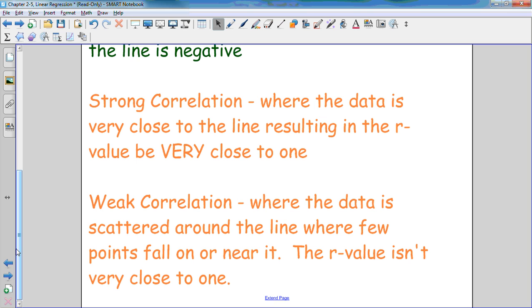Do you understand? R doesn't mean much to you right now. It will in just a minute, once we go through this. Do we have any questions on the notes so far? We'll go over the page.